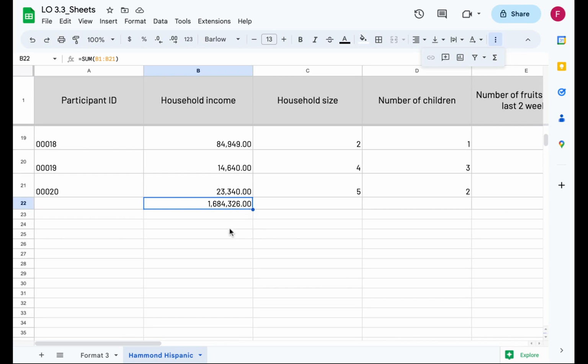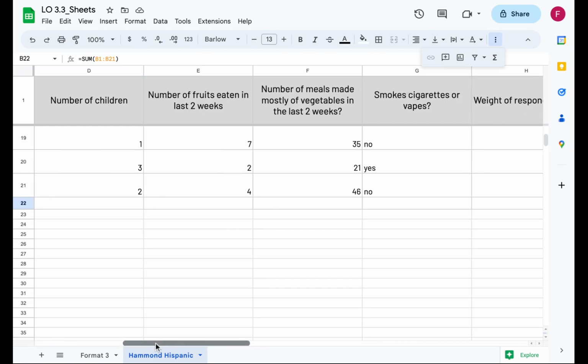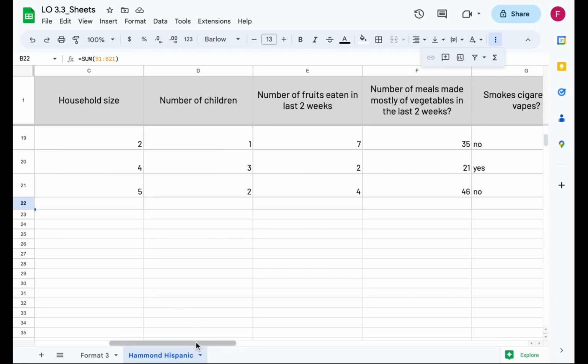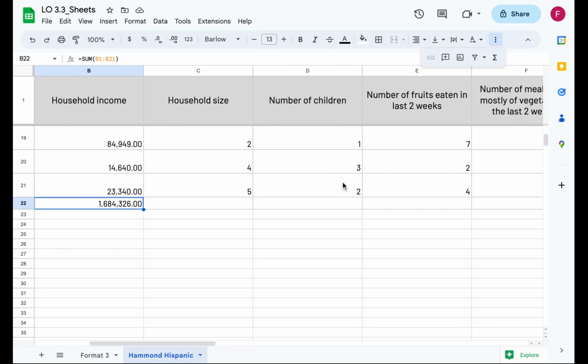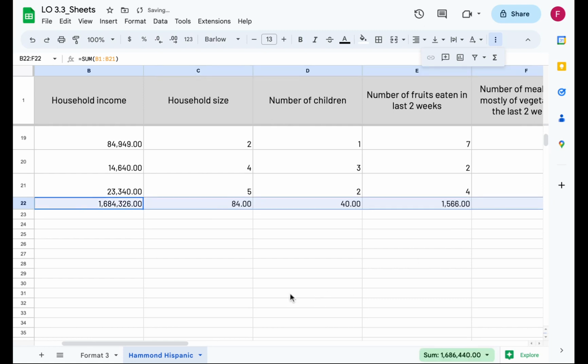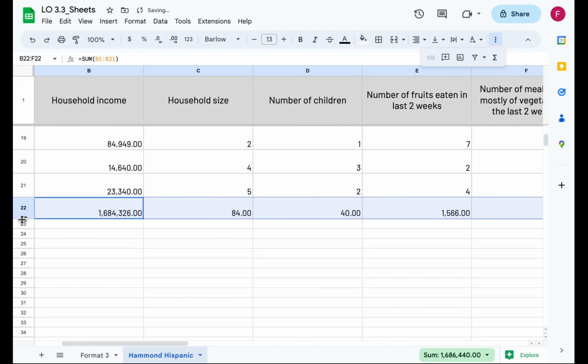Now let's use, for example, since I want to know the sum of all the other information, let's say household size, number of children, number of fruits eating. Instead of having to type in a sum for all of them, all I have to do is just drag it down. Once I drag it, everything completely automatically does the calculation on my behalf. I don't have to type in everything each time to be able to get that sum done.